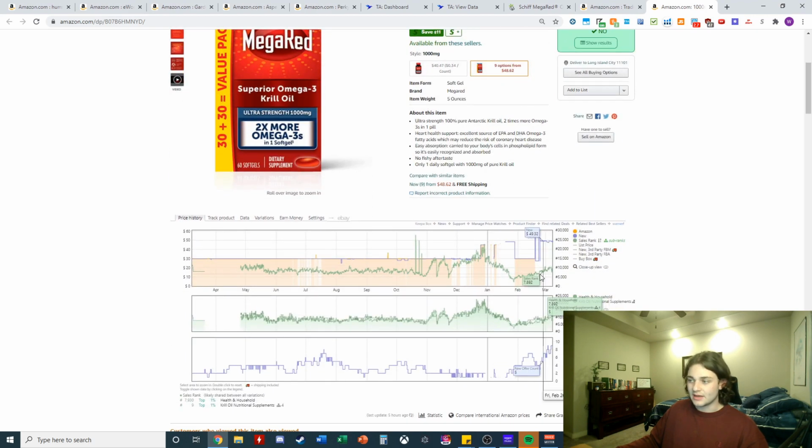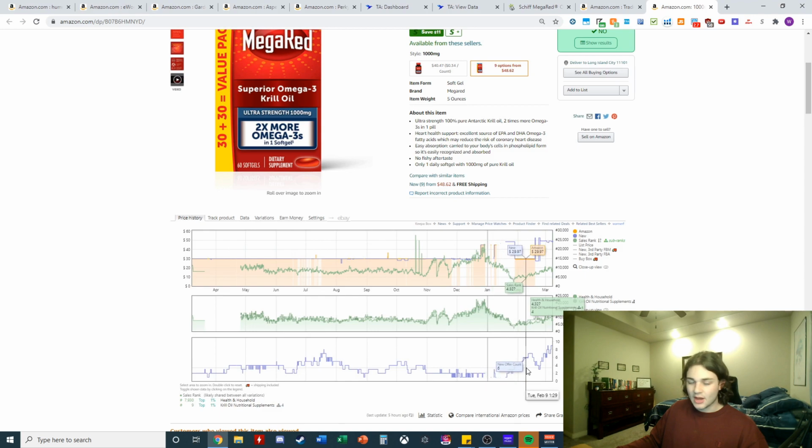The only thing is that Amazon is likely to come back into stock, and they might come back into stock for this long again, and then you're just going to be left holding quite a bit of these. Another thing you can learn from looking at this specific Keepa graph is this bottom chart right here.